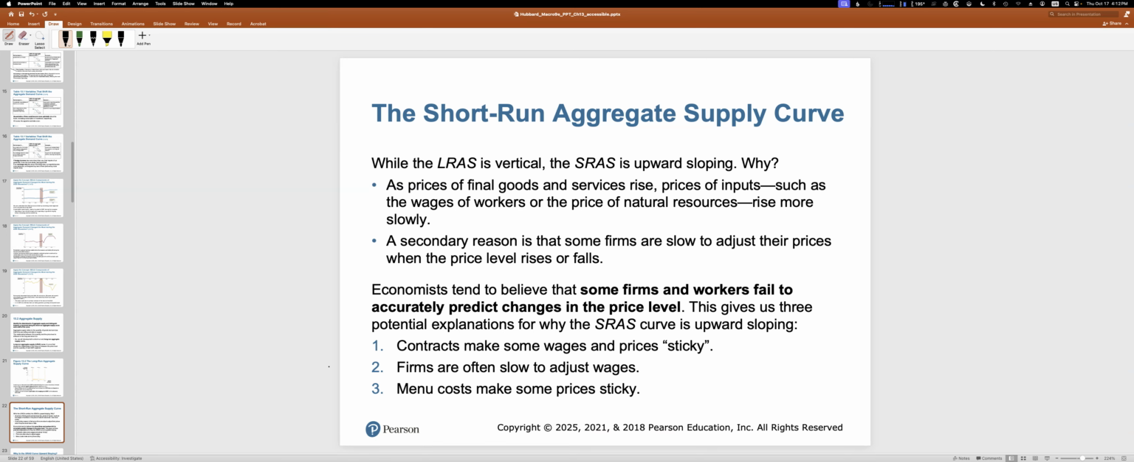And that naturally brings up the question of why the short-run aggregate supply curve is upward sloping. And the reason for this is because of stickiness and misperceptions. So let's talk about what that means. When we say that a wage or a price is sticky, we mean that it doesn't change as quickly as we kind of thought things changed back in chapter 3.